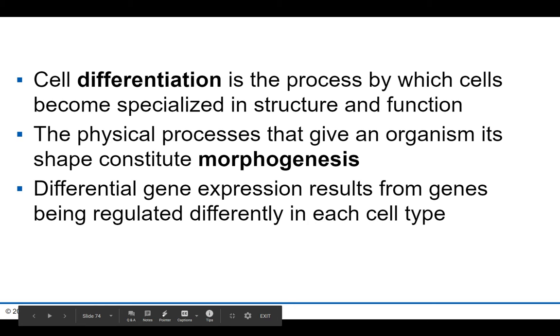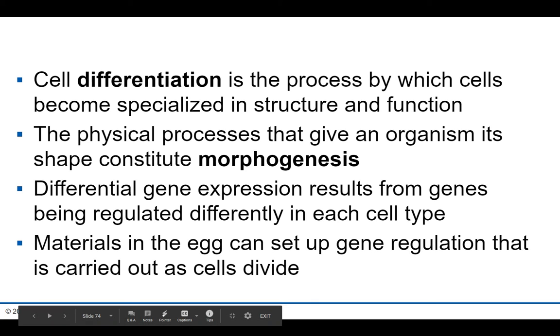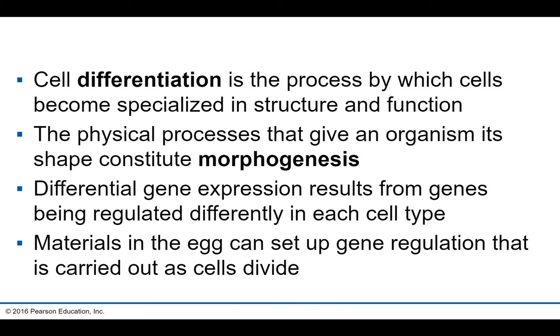We already talked a little bit about this. The processes of differentiation and morphogenesis happen because of differential gene expression, so turning on and off different parts of the DNA. And that can actually begin with material that's found in an egg cell. And that's an idea that we're going to come back to here in just a couple minutes.